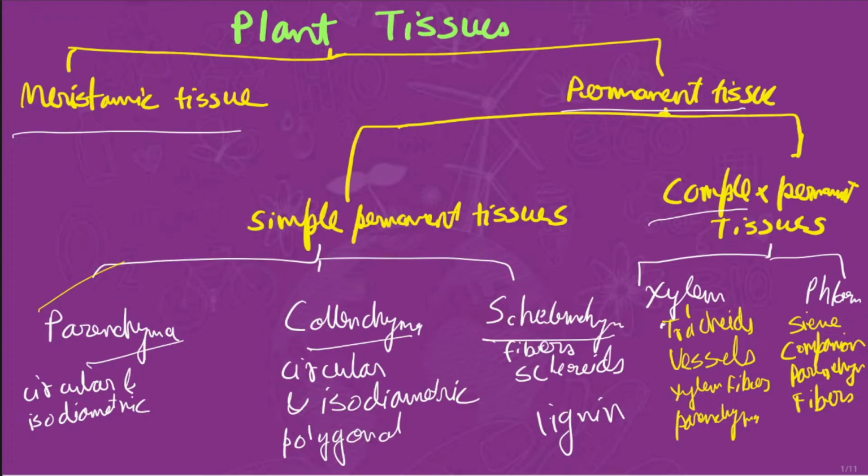So we discussed parenchyma, collenchyma, sclerenchyma, xylem, and phloem. These are simple permanent and complex permanent tissues.